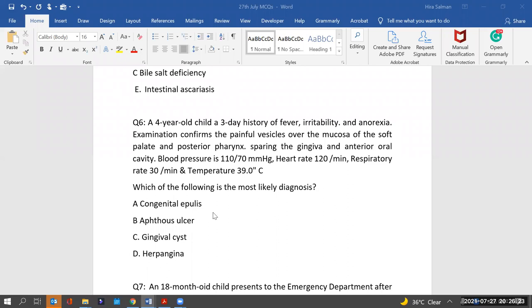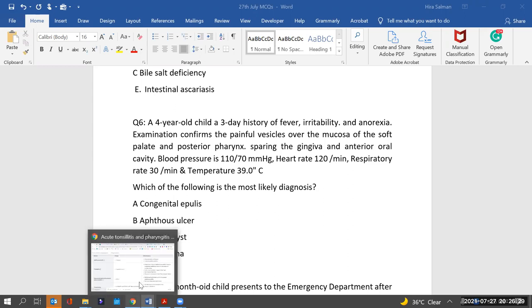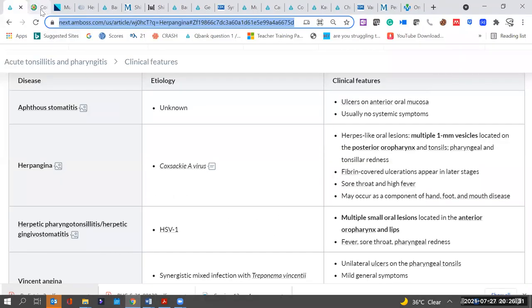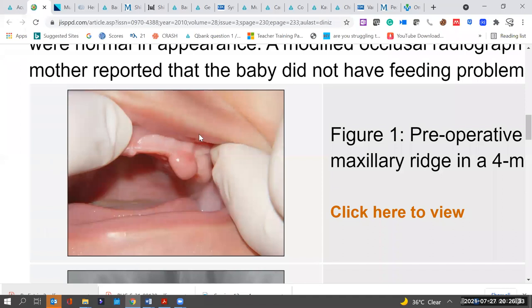So do you think it's a congenital epulis? Congenital epulis is actually a granular cell tumor. I've already opened one diagram for you so that you can easily differentiate. This is congenital epulis. So this epulis is actually the granular cell tumor of the gingiva.